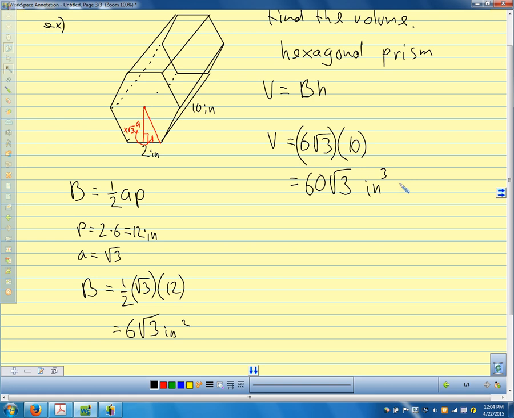So the area formulas that we worked with last chapter, we're going to come back. We need to use those when we talk about prisms. We'll need them again when we talk about pyramids. All right, let's talk about cylinders now.